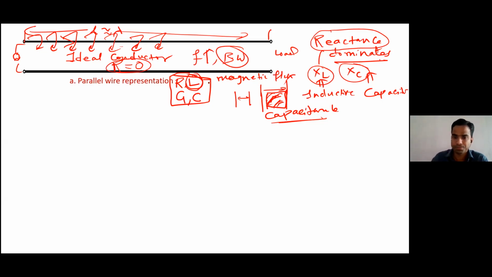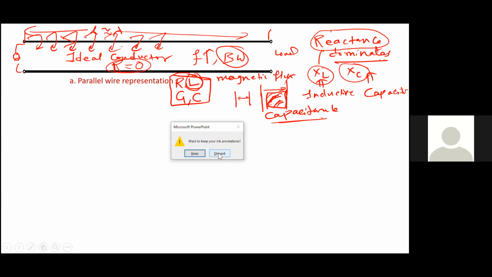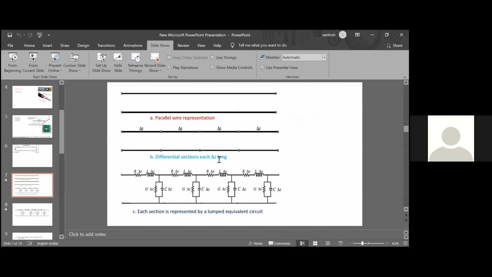Is that clear to everyone? Is it clear how these parameters come into the picture? Yes, sir. Okay.